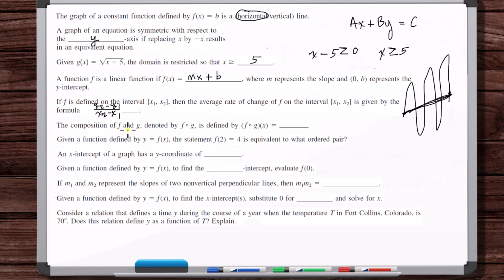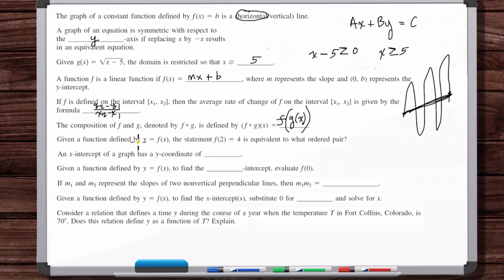The composition of f and g, denoted by f, this notation, is defined by, so the way you read this notation is f of g of x. So f of g of x, like that.